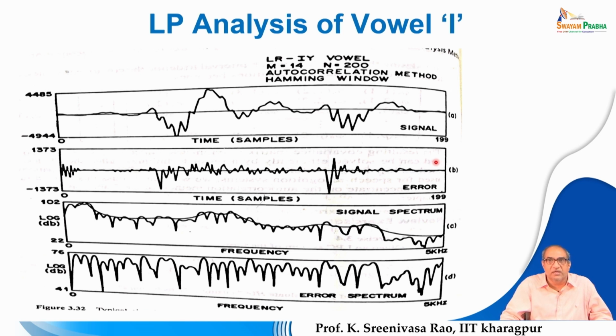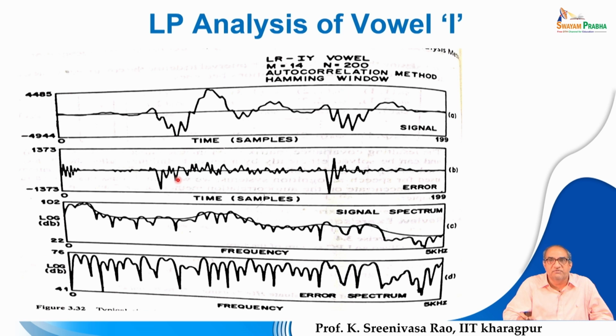Similarly, we have also analyzed voiced speech segments using LP analysis, where we observed the error signal in the case of voiced speech. In the error signal, if it is voiced speech, you can see the maximum error at the instant of glottal closure, because at the instant of glottal closure, the excitation signal generates a narrow pulse, almost like an impulse.